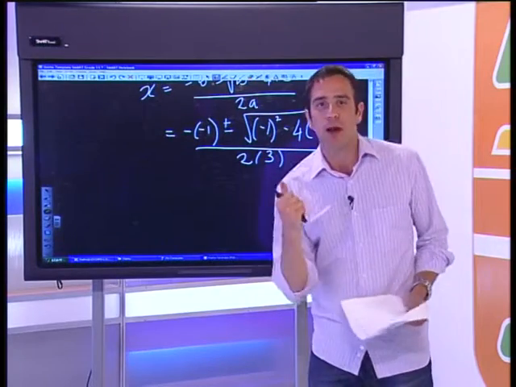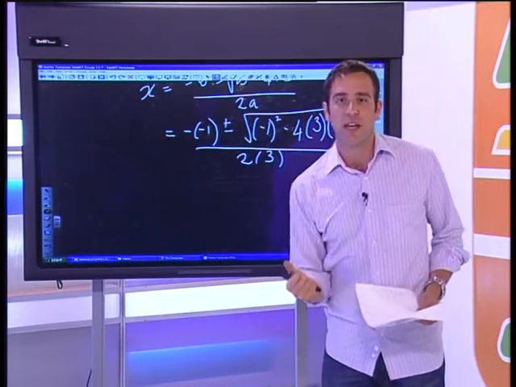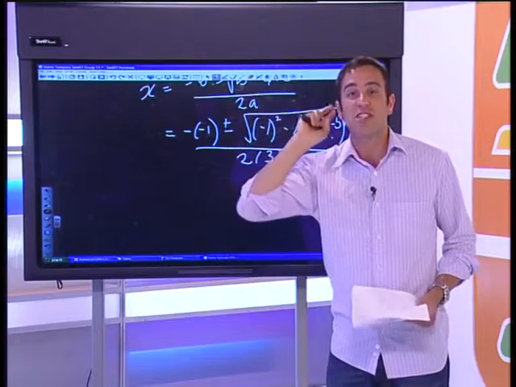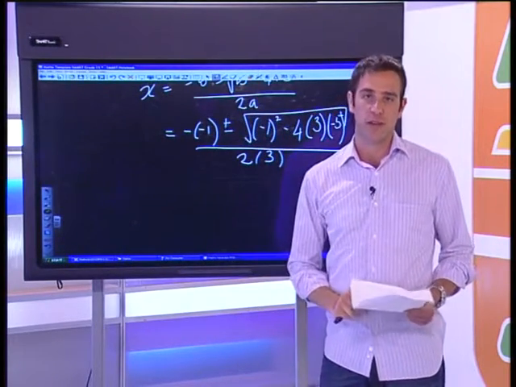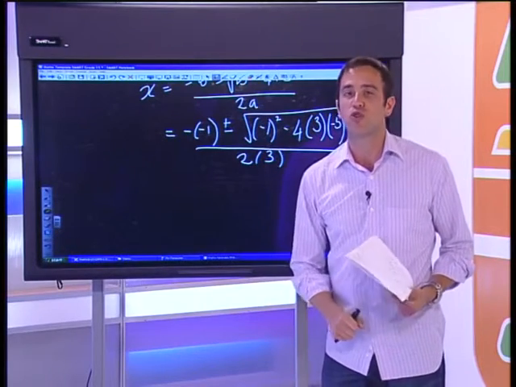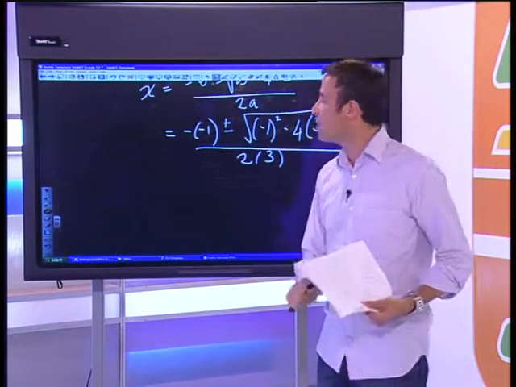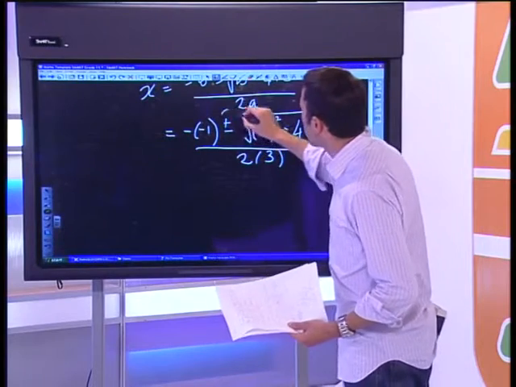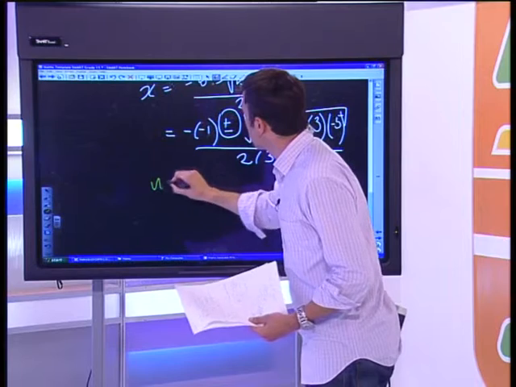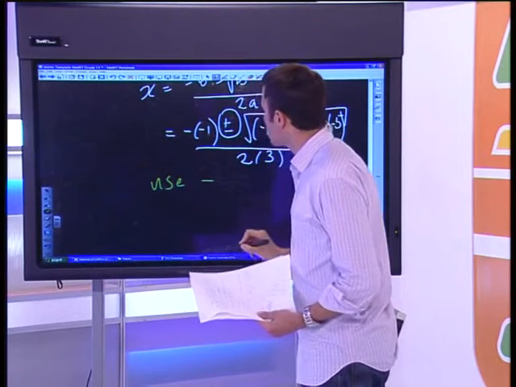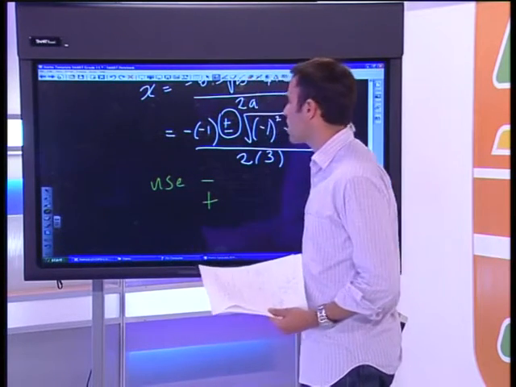Now, remember, because a quadratic has an x squared, we are expecting 2 solutions to this quadratic. It's to the power of 2 solutions. Now, that is the secret of why we have this plus or minus. So pretty much, we use the minus sign to get one solution, and then we use the plus sign to get another solution.